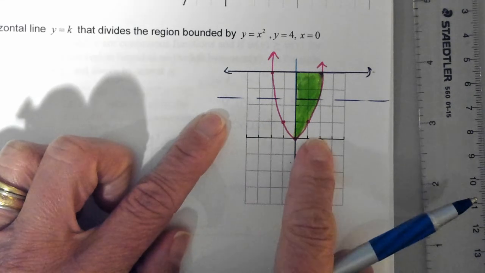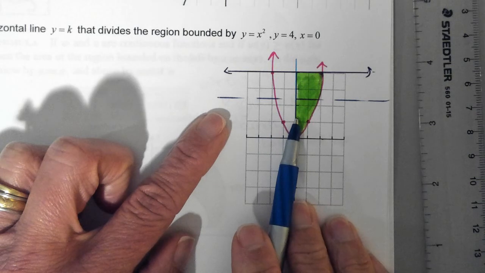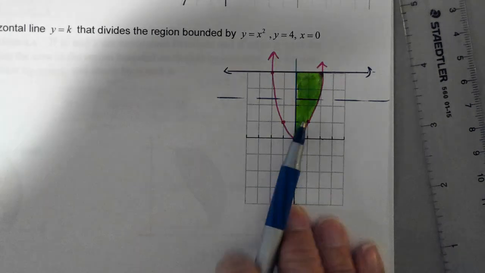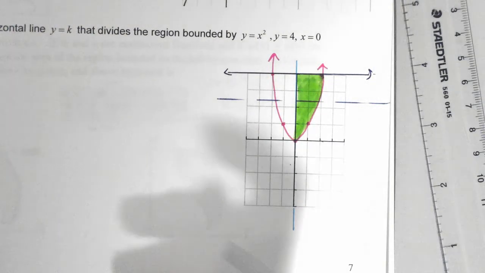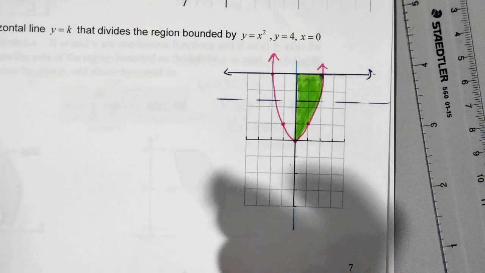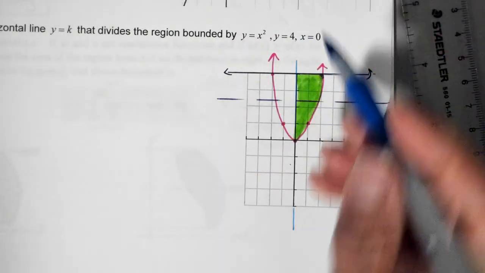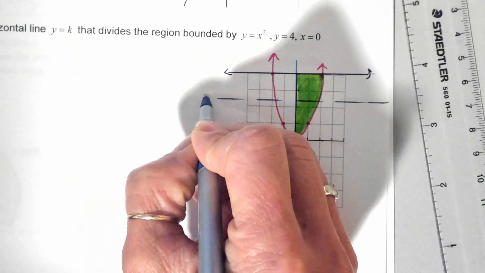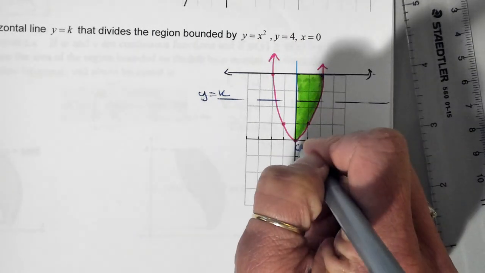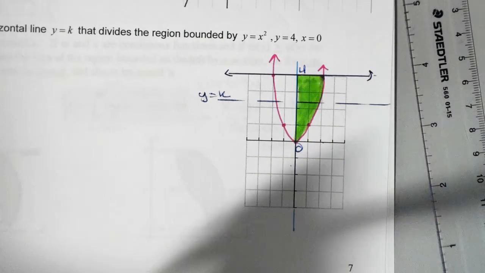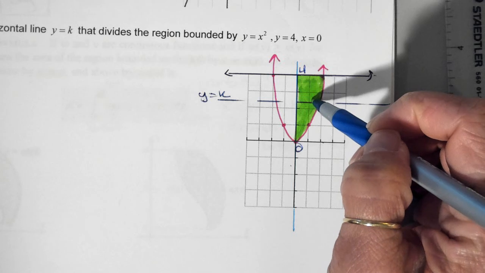So this is our quadratic. This is our bound. Okay, and then this is our bound. So that gives us the green region. So what we want to do, and because this is a horizontal line, it's still going to be right minus left from bottom to top. But now we're splitting this in half, and this is our line, y is equal to k. This is the unknown value. So this is 0, and this is 4. So we want this portion to be equal to this portion.